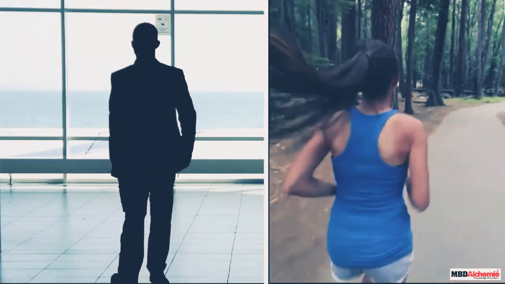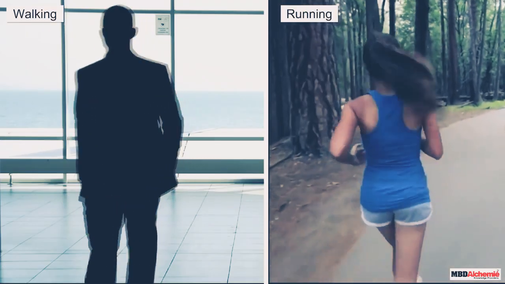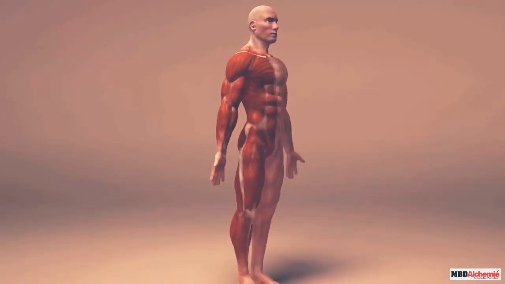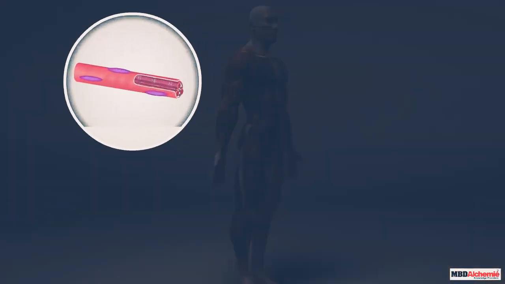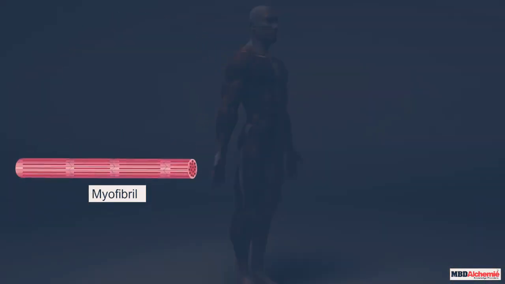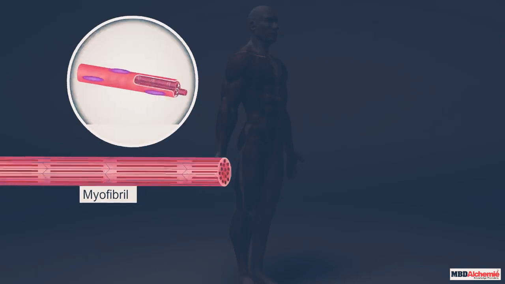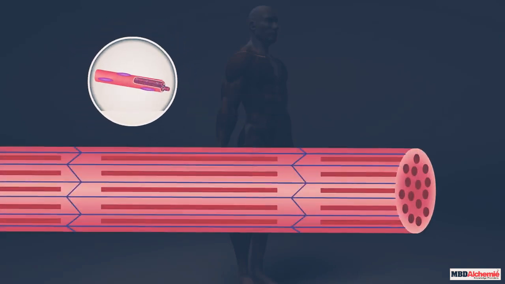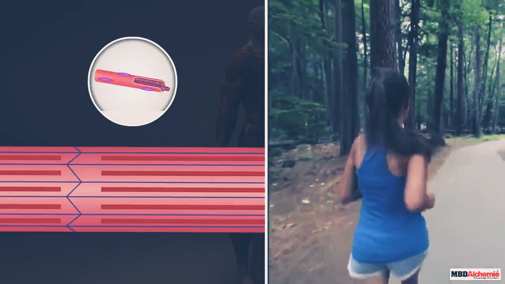All our body movements, such as walking and running, are possible due to the presence of muscles inside the body. You already know that myofibril, that is, the simplest unit of muscle, contains contractile proteins that help in the contraction of muscles and thus in body movements.